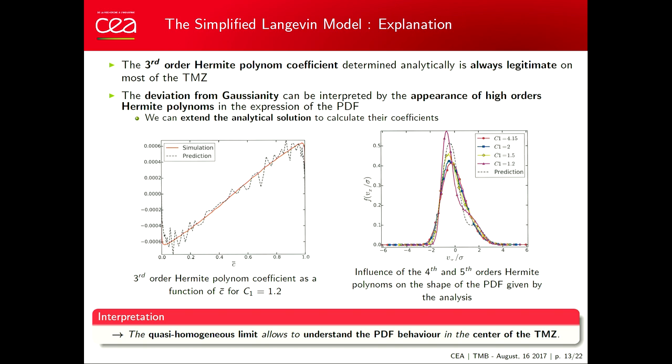What is shown here is the same curve as before, except for the dashed one, which corresponds to our analytical prediction. And we can see that it's significantly different from the one we obtained before. So this confirms the idea that the difference between our numerical and analytical results was due to the high order Hermite polynomials in the limited development.